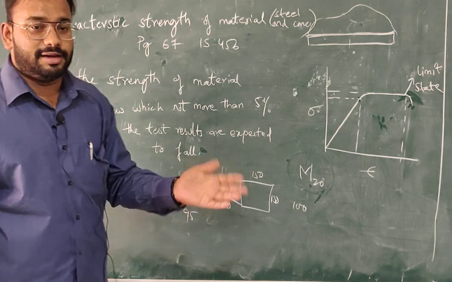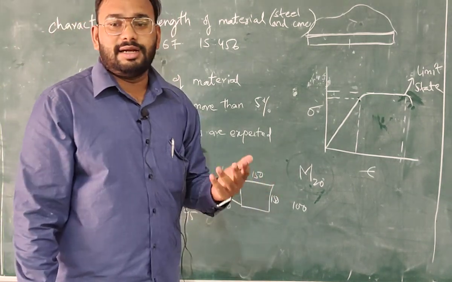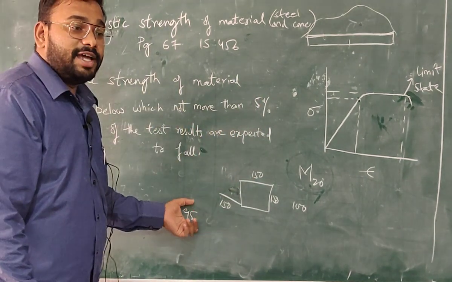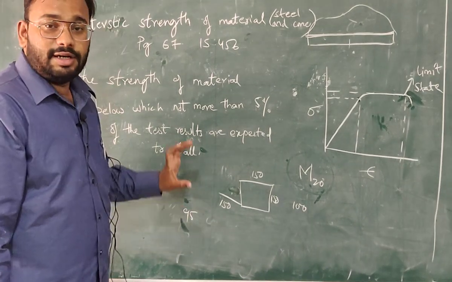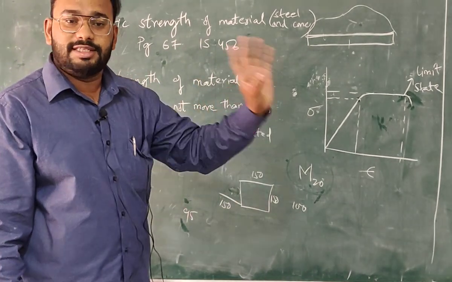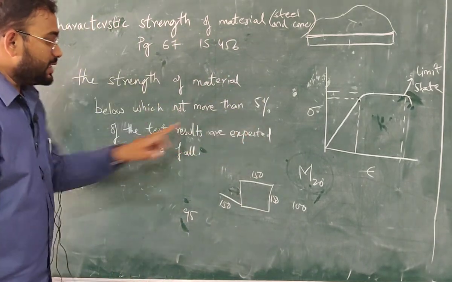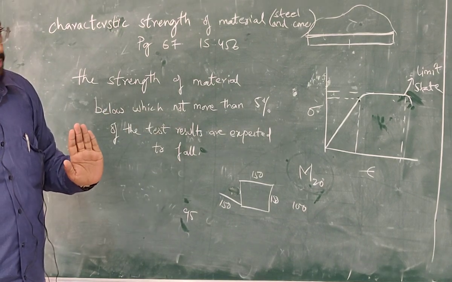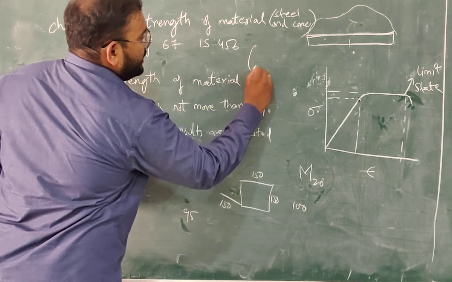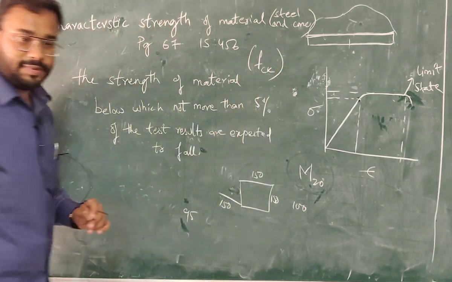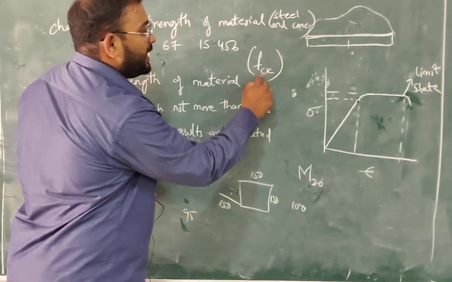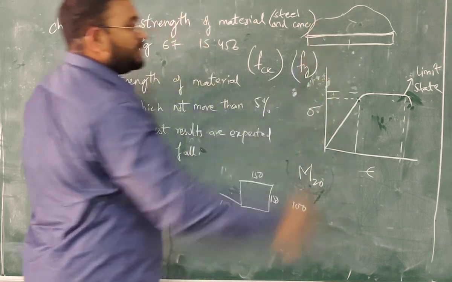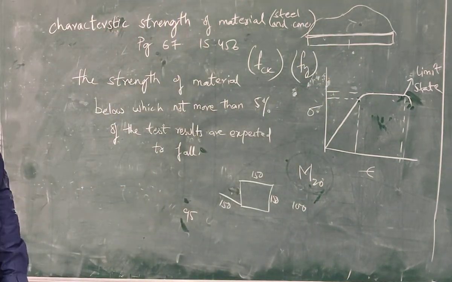Okay, that can be due to any error. That can be due to any casting error. It can be due to testing error. So it says you should get 95% of strength. 95% of the sample should have the strength what you have designed for. Okay, 5% of the test results are expected to fall, not more than 5%. So this is denoted by FCK. It is called as characteristic strength for concrete. Similarly, you have FY, yield strength of steel or characteristic strength of steel.